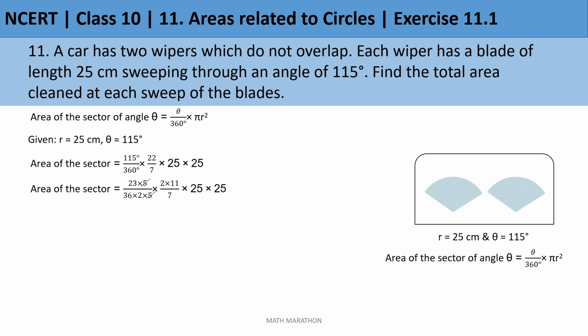In numerator and denominator, we have 5. We can cancel out 5. In numerator and denominator, we have 2. We can cancel out 2. Now, let us calculate the area cleaned by 2 wipers. Total area is equal to twice of the area of a sector.